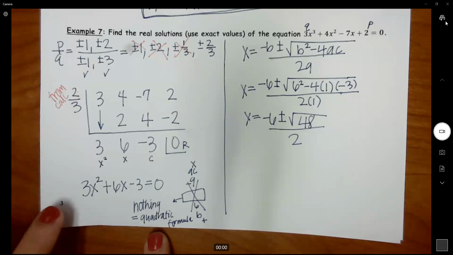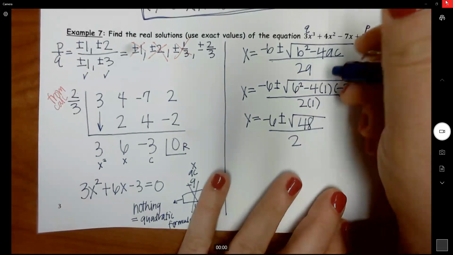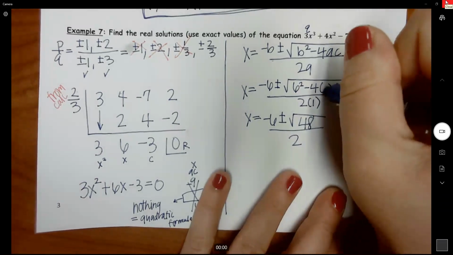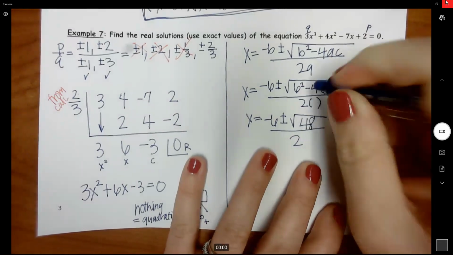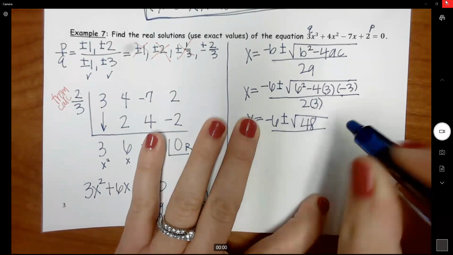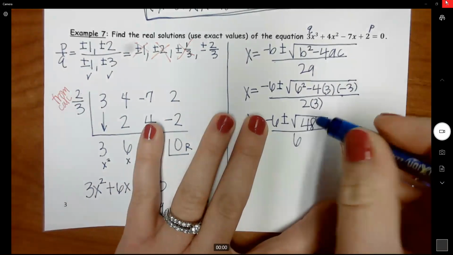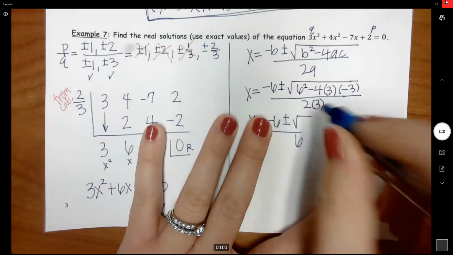It would have changed though when I plug in to both of these 8s. So this would have been 4 times 3 over 2 times 3. So this is all over 6. And let's figure out what goes under here.